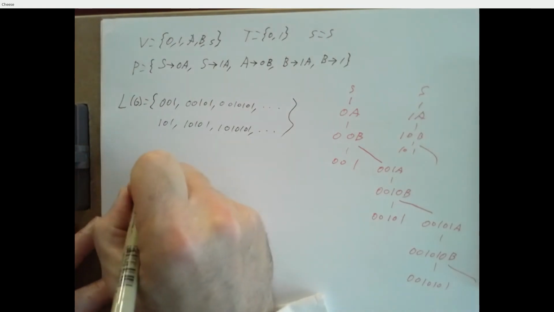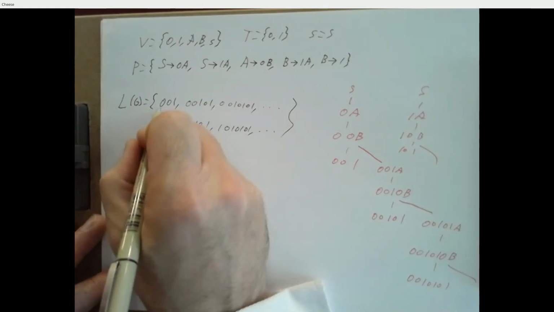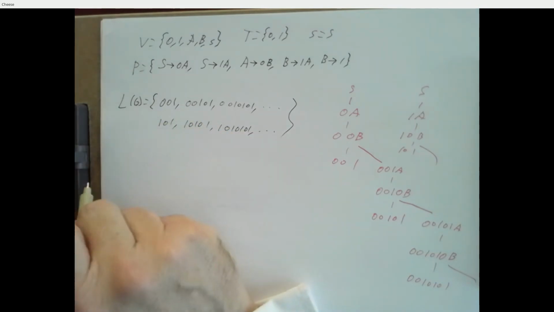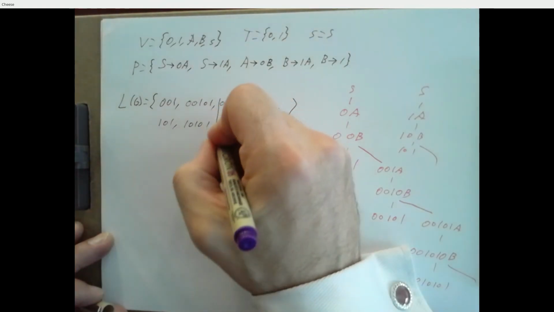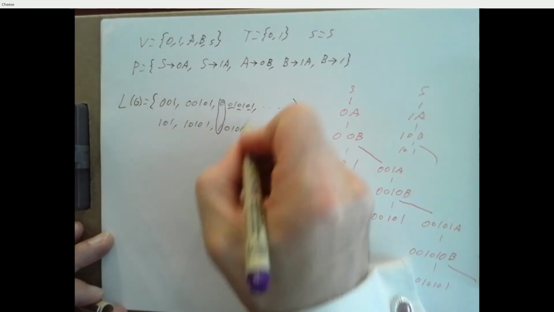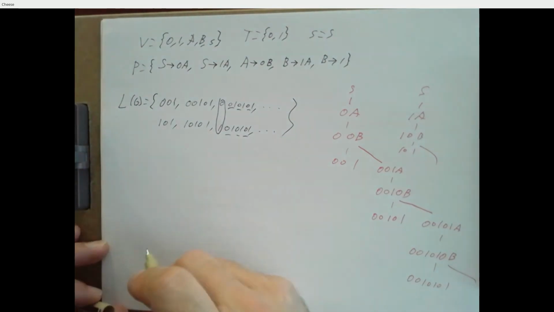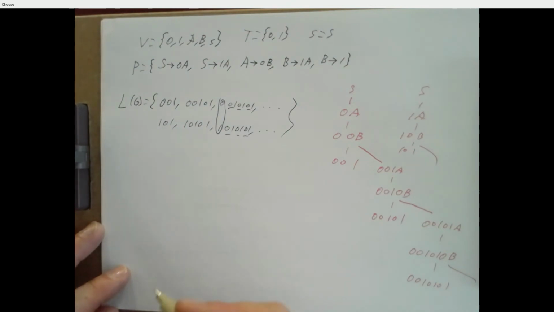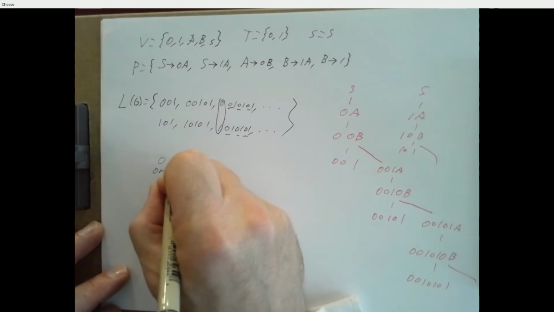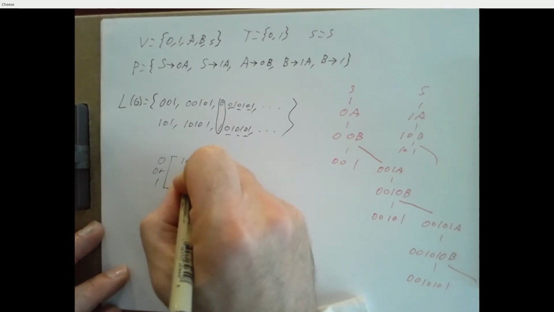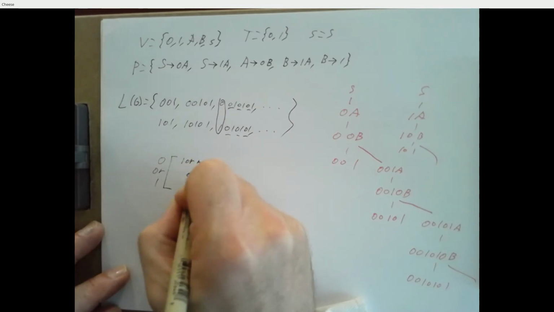So the first character can be anything, and then past that it's a bunch of repetitions of 0, 1. Let's break it up like that. The first character can be a 0 or a 1, and then it's any number of 0, 1s. But we have to have at least one of those 0, 1s. So it's a 0 or a 1 followed by 1 or more 0, 1s.